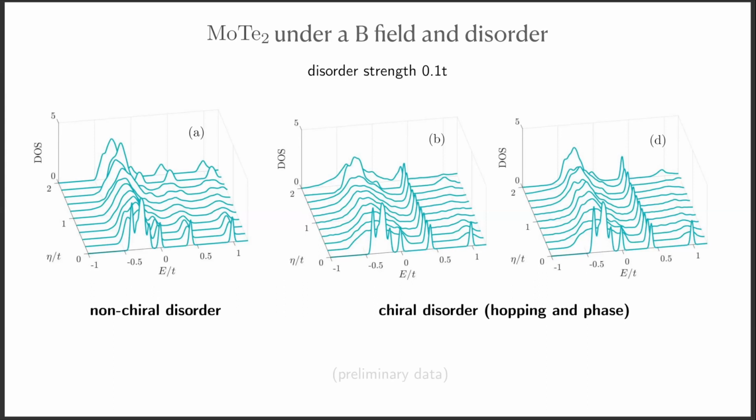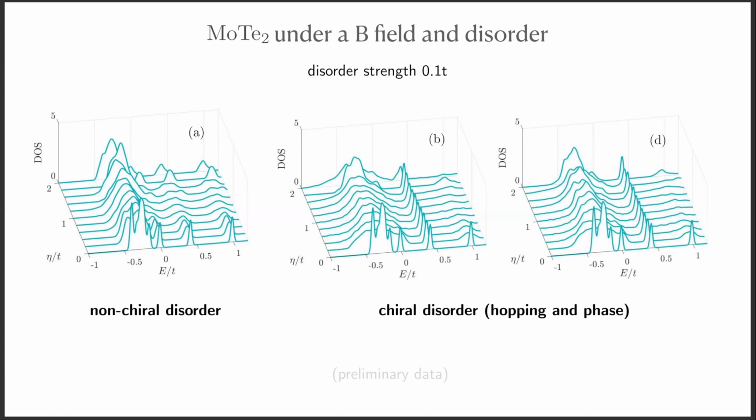One thing that we can see very nicely is that if the disorder is non-chiral, all of the Landau levels behave the same. They all get killed, okay? But they all get broadened. But if the disorder is chiral, you see that this protected state that has the chirality that goes along with the magnetic field stays sharp.